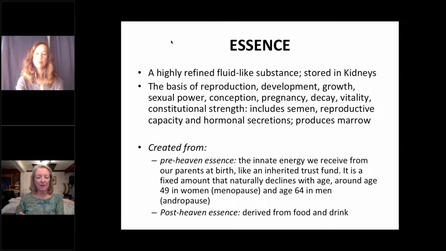Essence is in charge of reproduction, growth, and maturation throughout life. It's the sexual power, the ability to conceive, to hold the pregnancy, to birth. It's the child growing and maturing appropriately and properly from age. It determines the constitutional strength of a being. It's like a trust fund that you inherit. So it's said that you cannot strengthen the essence, because it's something you're born with. You can supplement it by what you eat and drink and how well things function in your body.